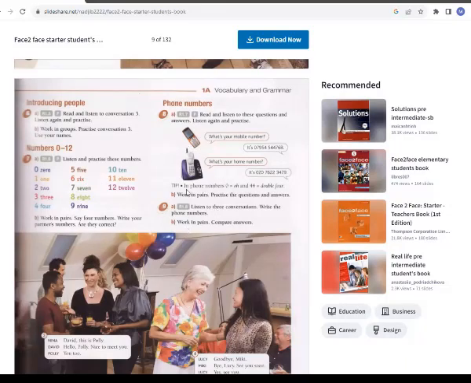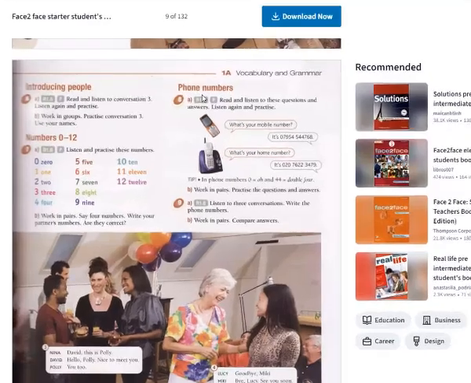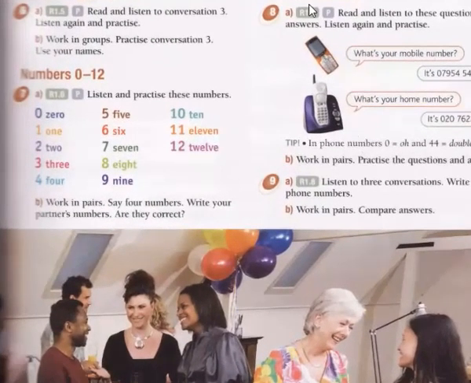Okay. Now let's move on to phone numbers. It's very important to know how to give phone numbers. And it's a very common situation that you come across in your everyday life when you meet foreigners or people who belong to another culture or speak another language. So in order to know how to ask about phone numbers, you first have to know the names of the numbers in English.